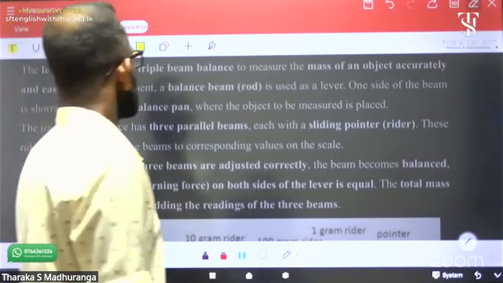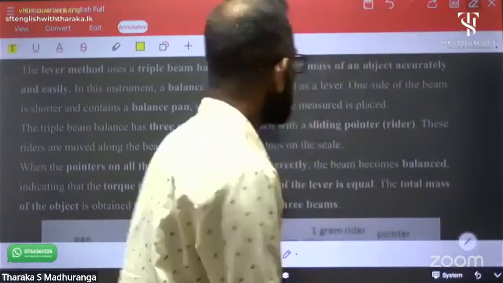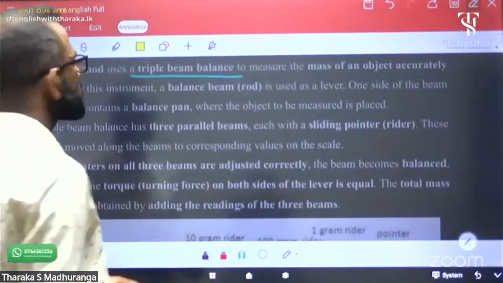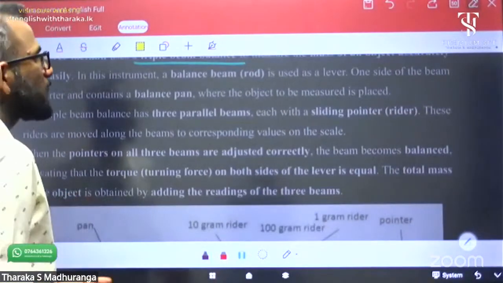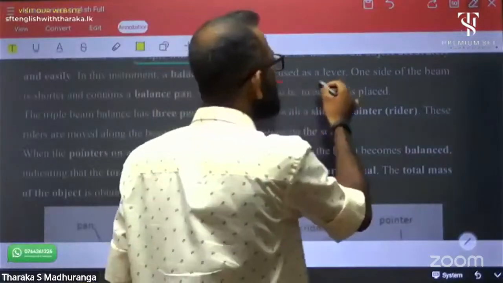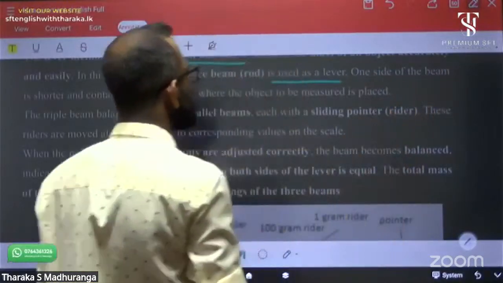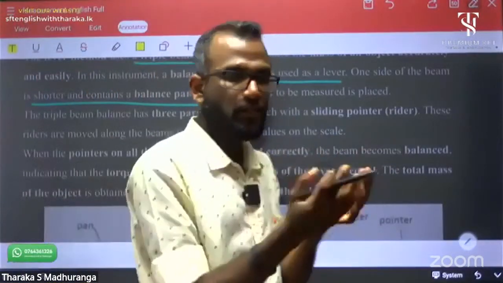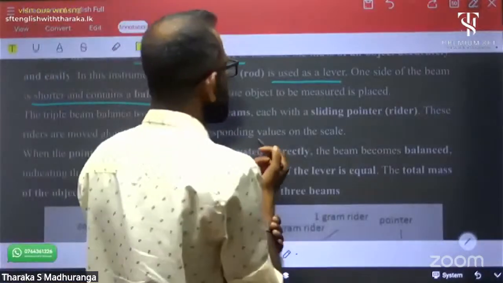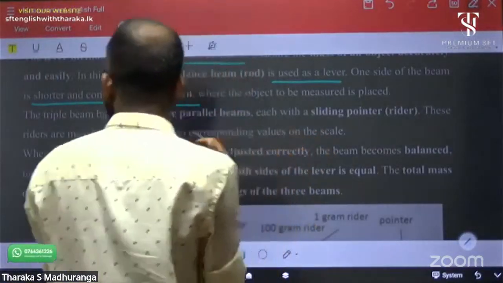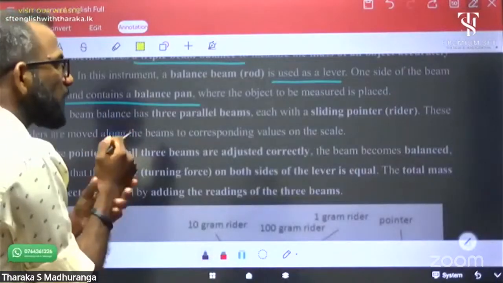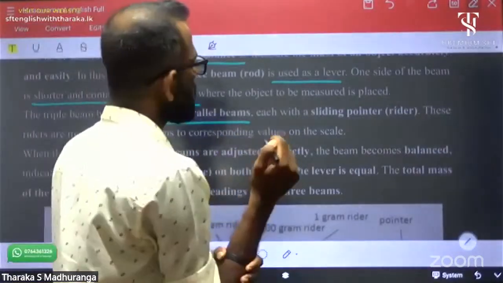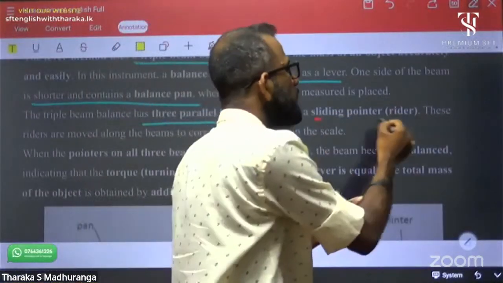The lever method used in triple beam balance. Yes, I explained the lever method is a principle used in triple beam balance. In this instrument, a balance is used as a lever. Yes, we discussed. One side of the beam is shorter and contains the measuring pan, where the object to be measured is placed. The triple beam balance has 3 parallel beams, each with a sliding pointer, sliding riders.